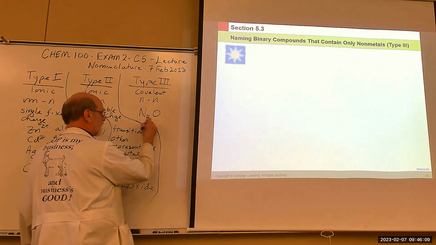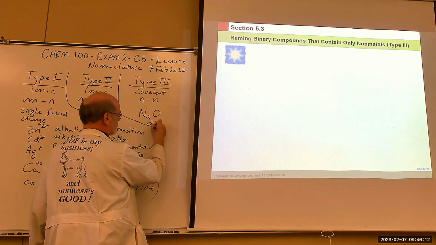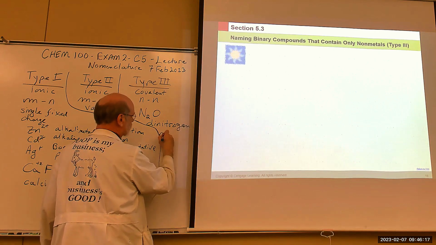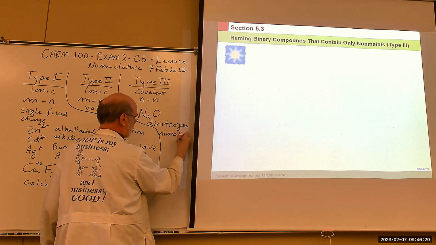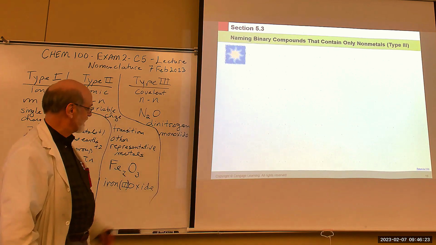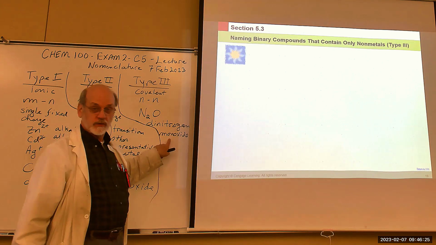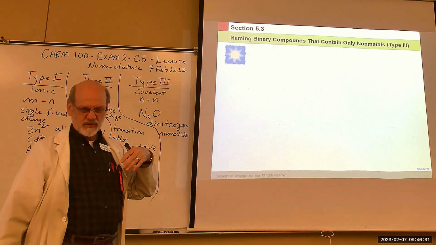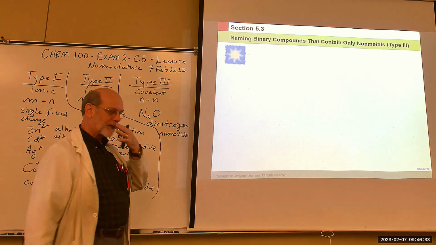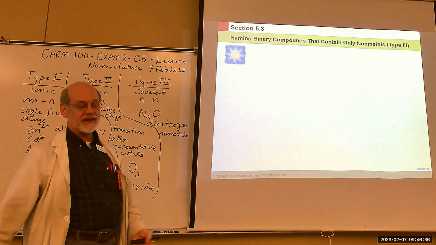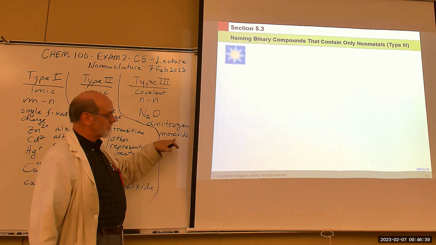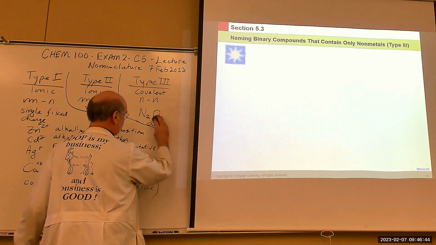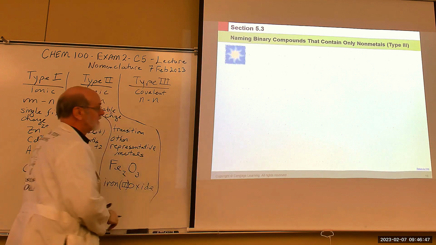The current way to name it is dinitrogen monoxide. Okay, so there's only one of them here. So in this case, we do say monoxide. Dinitrogen oxide, you would think it's logically correct, but the IUPAC committee said, no, if it comes second, we're going to say mono. All right.